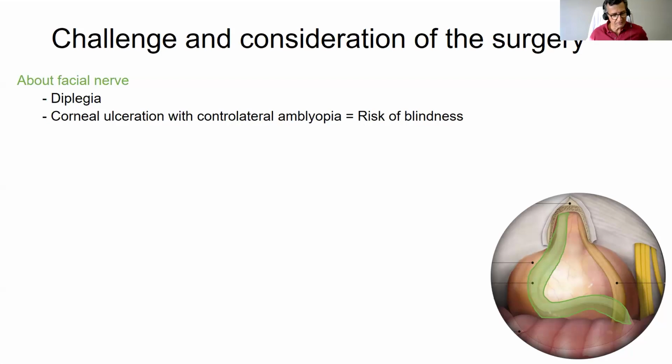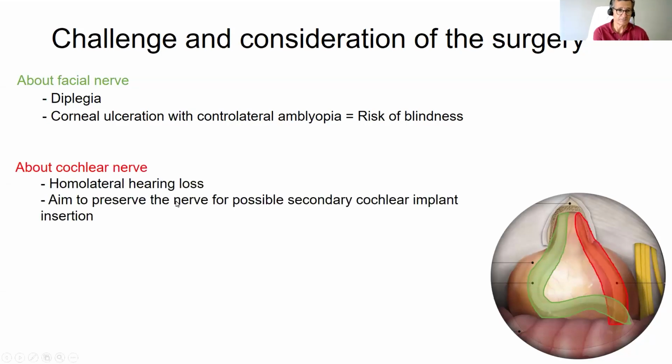The other part is that a lot of NF2 patients have some degree of amblyopia. So when you are doing surgery, you have to know exactly before the surgery the ophthalmic status of the patient, because if you do the surgery on the only good eye, if you have a small facial palsy, it will be a nightmare for the patient. The risk is blindness.